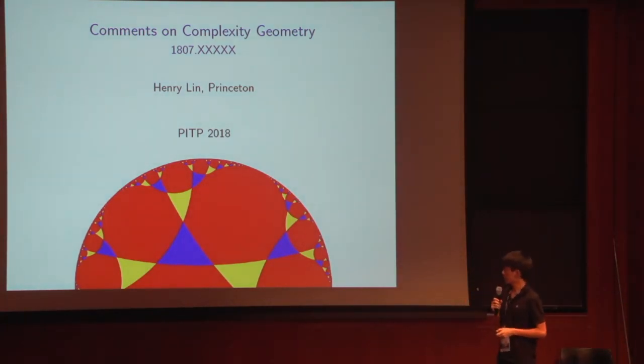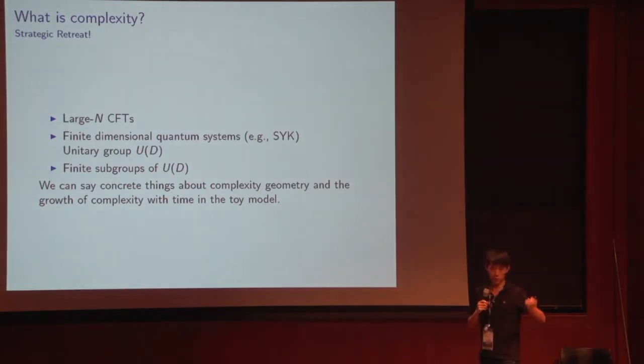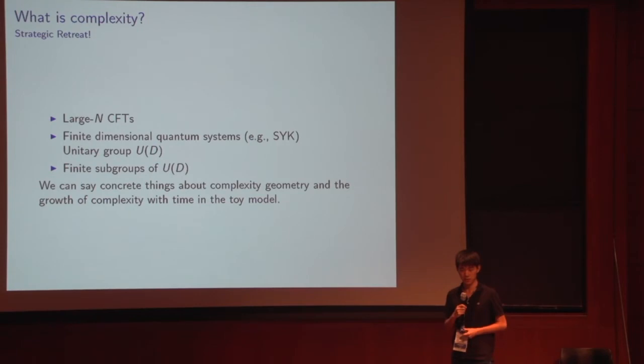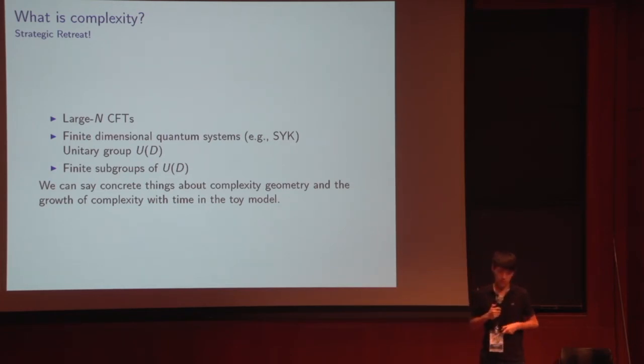So I'm Henry, and I'm here to talk about complexity. One challenge with any proposal that relates complexity on the boundary to some bulk quantity is that it's very hard to independently compute the complexity of pretty much any quantum mechanical system, even a finite dimensional one like SYK. So we need a sort of strategic retreat from this problem.